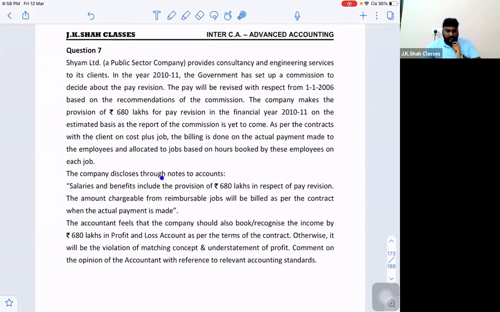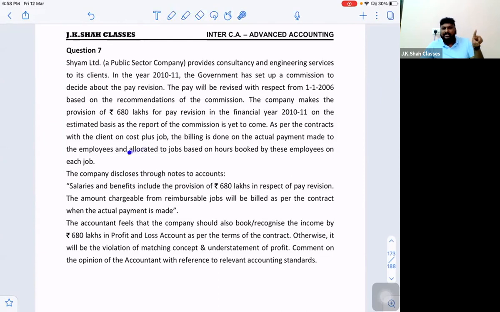The company discloses through notes to accounts: salaries and benefits include the provision of 680 lakhs in respect of pay revision. The amount chargeable from reimbursable jobs will be billed as per the contract when the actual payment is made. So when we actually pay 680 lakhs to our employees, we will bill it to our client. So the client will reimburse. That is the meaning of reimbursement. You pay first, then you get later.